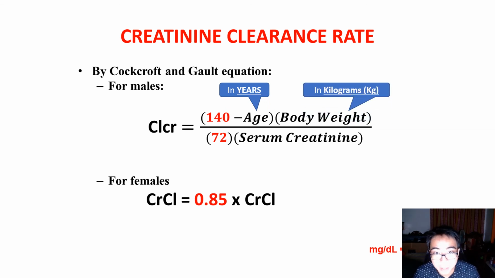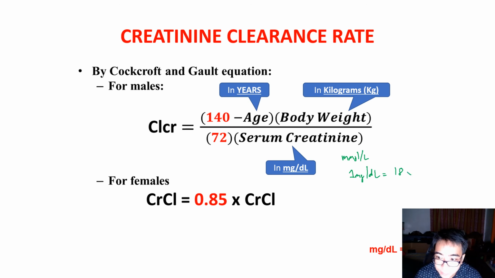The body weight, class, should be in kilograms. And then the serum creatinine should be expressed in milligrams per deciliter. Now, class, ang problem lang is, most of the time, yes, your serum creatinine is given in milligrams per deciliter. Pero sometimes, class, it's given in micromole per liter. Okay? So, just so you know, class, sinulat ko dyan sa ilalim ng handouts nyo yung conversion. Pero ang conversion lang naman yan, class, is 1 milligram per deciliter is equal to 18 times kung ano yung micromole per liter mo. Okay?